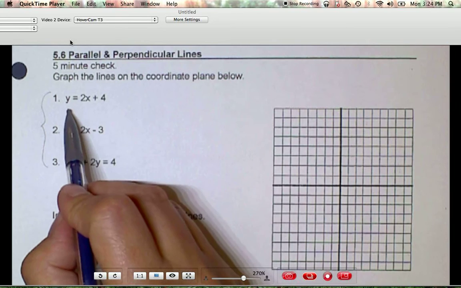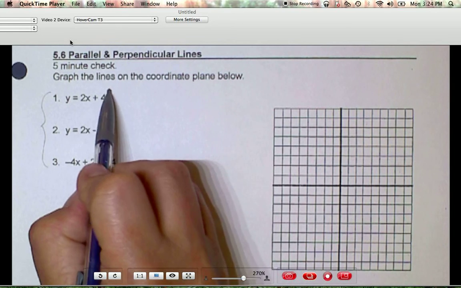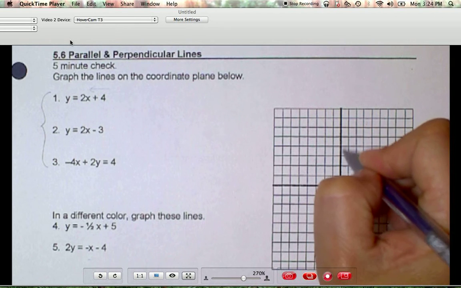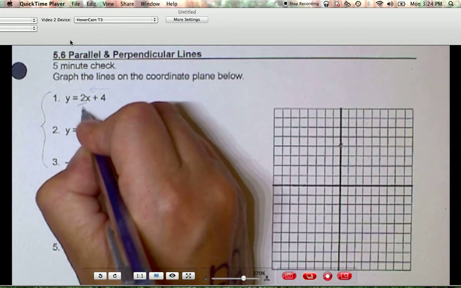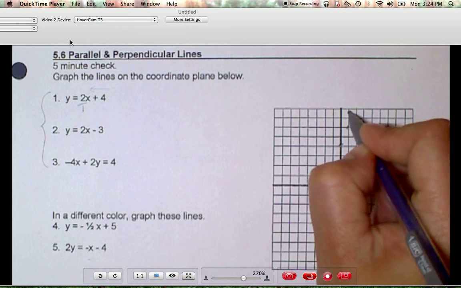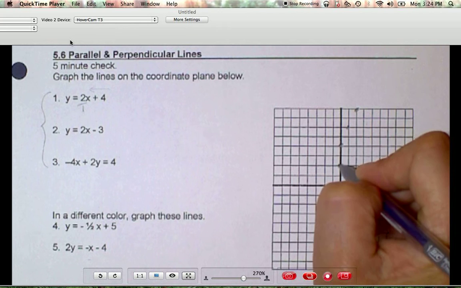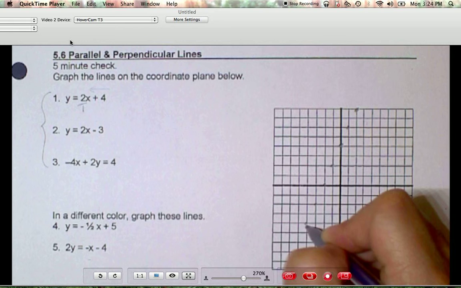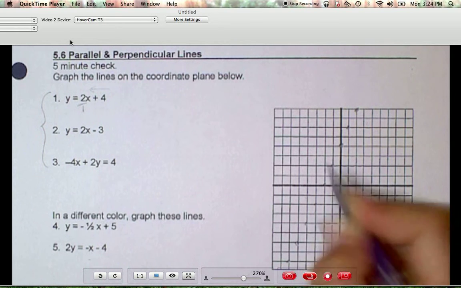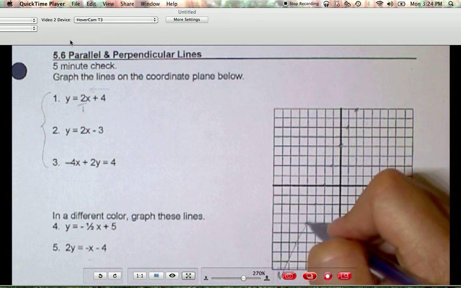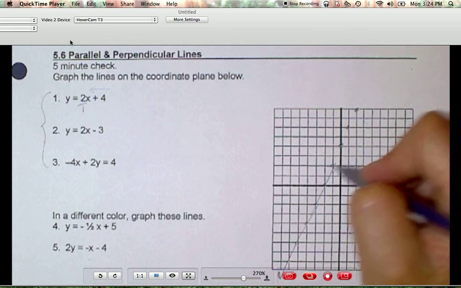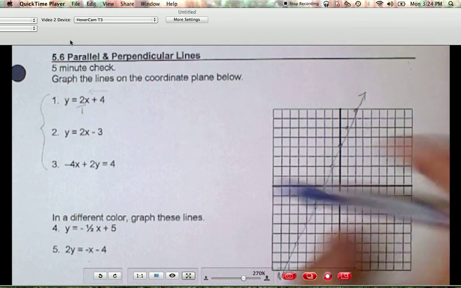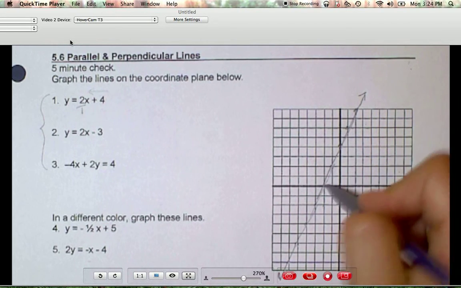If we graph this one, y equals 2x plus 4. Remember, when we graph with slope-intercept form, we start from the back. So the y-intercept is 1, 2, 3, 4. The slope is 2 over 1, so we go up 2 and over 1, up 2 and over 1. And we can do the opposite, down 2, back, down and back. And that will give us a relatively straight line. Okay, now, that's better.